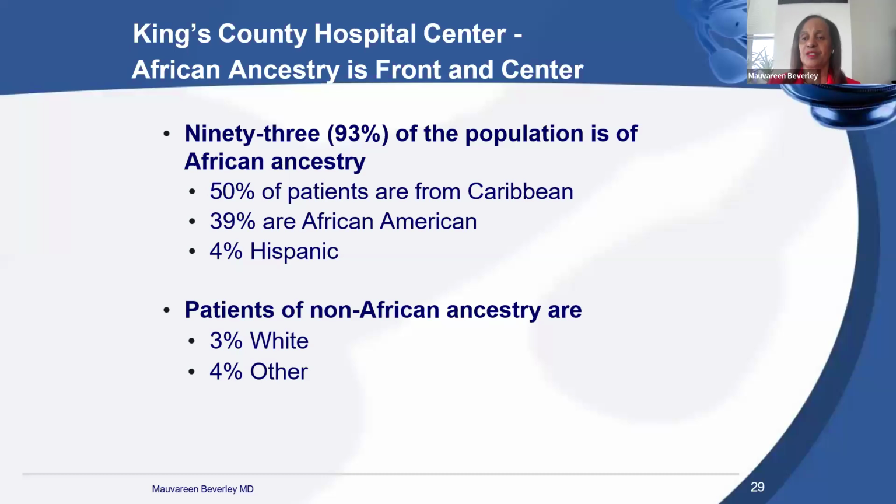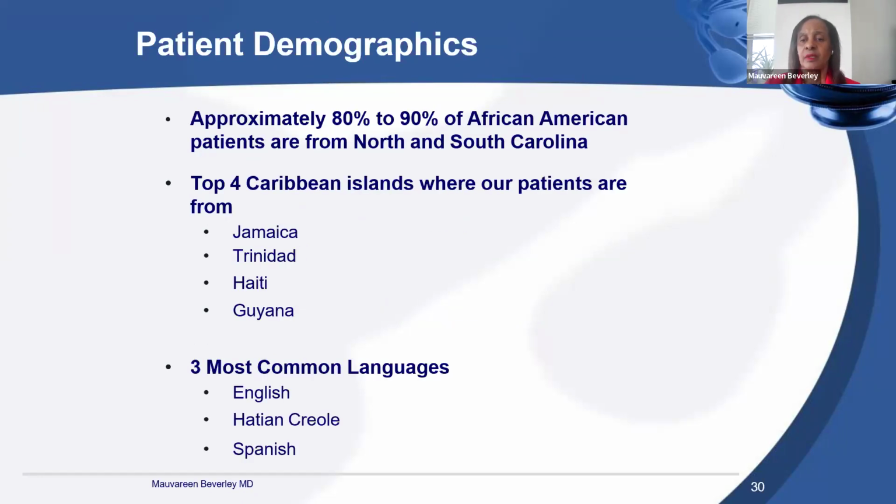So at Kings County Hospital, where I was in charge, as I said, of the congestive heart failure readmission prevention program, 93% of the population is of African ancestry. 50% of the patients are Caribbean, 39% African American, 4% Hispanic. The patients of non-African ancestry were 3% white and 4% others. Approximately 80 to 90% of African American patients were from North or South Carolina. Of the Caribbean islands, the top four were Jamaica, Trinidad, Haiti, and Guyana. And the three most common languages were English, Haitian Creole, and Spanish. And the Spanish population was actually from Panama.